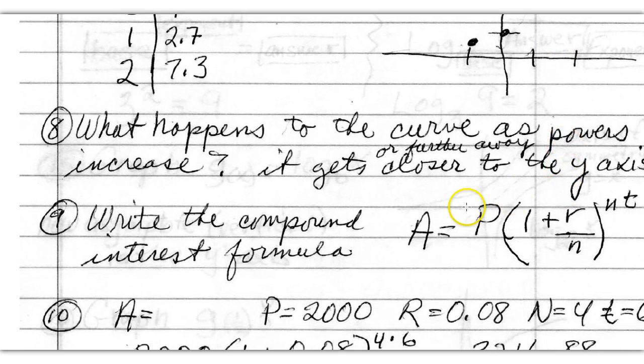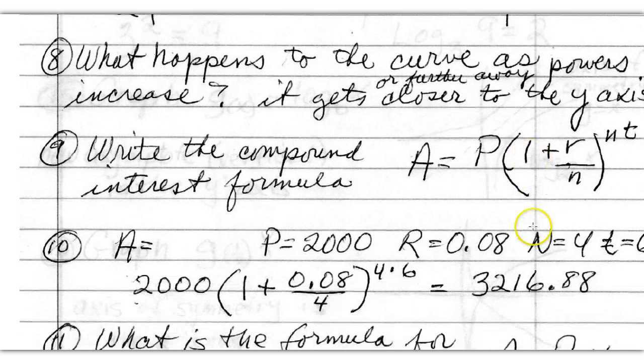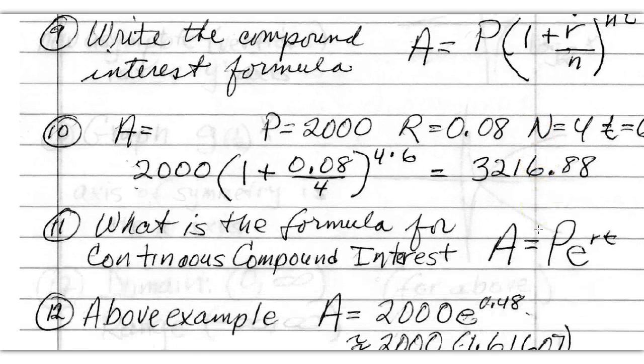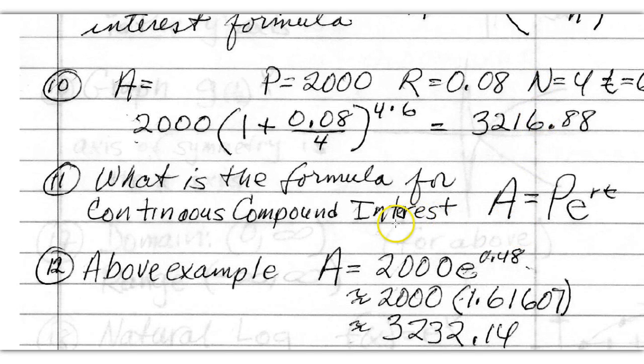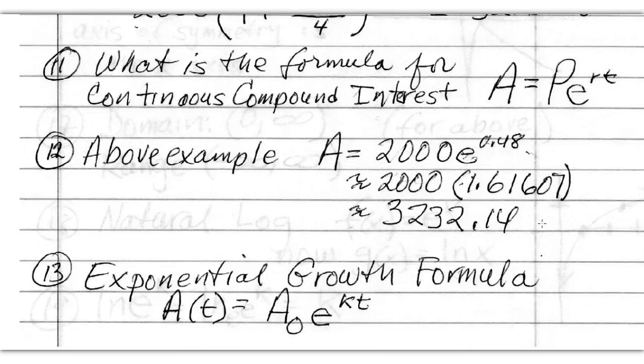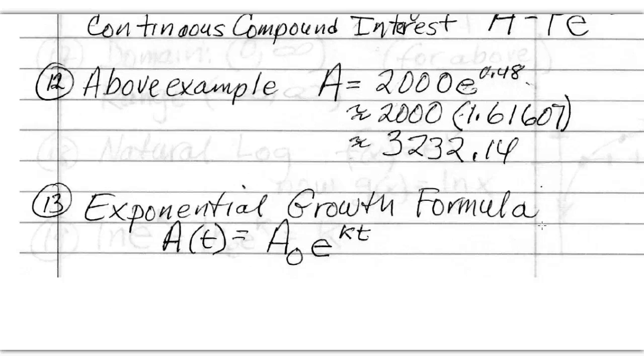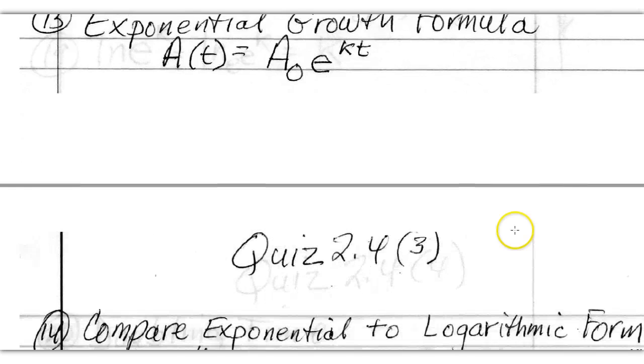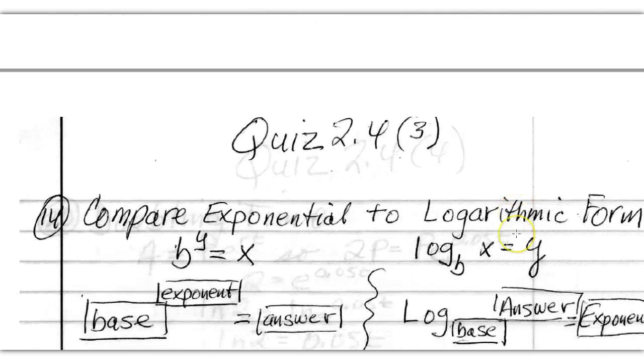Then we looked at the formula for compound interest, which was here. And then we worked an example. And then the formula for continuous interest and an example. And then a formula for exponential growth, which is listed here. And then on to page 3.